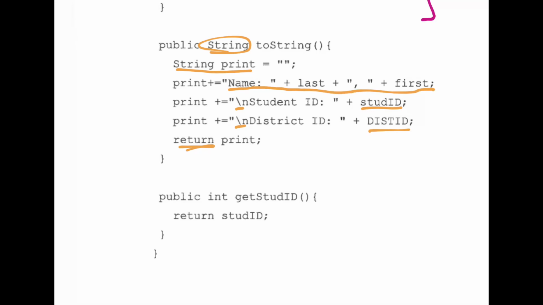And the very last thing, it said to create a getStudentID method. That's just going to return student ID. So remember, student ID is going to be an int. So it has to say public int getStudentID. And then we just return whatever that information is. So we're going to return that student ID. And that is how we create a student.